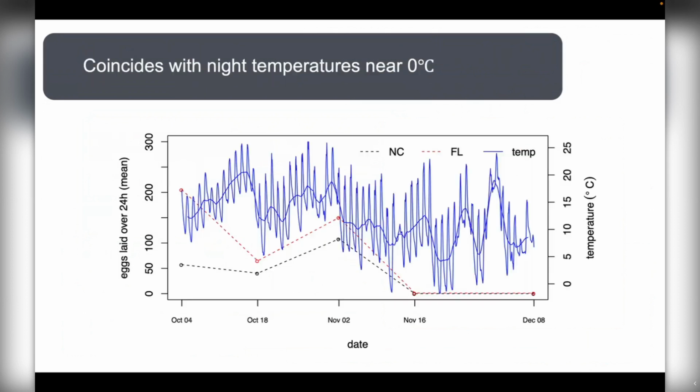If we overlay temperature, this is measured hourly, I believe, throughout the course of the experiment, when reproductive activity drops to 0 coincides with when evening or nighttime temperatures drop below 0, suggesting that there's this lack of ability to cope with cold temperatures, even in the local population that was sampled from North Carolina.